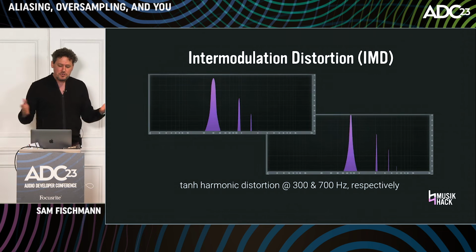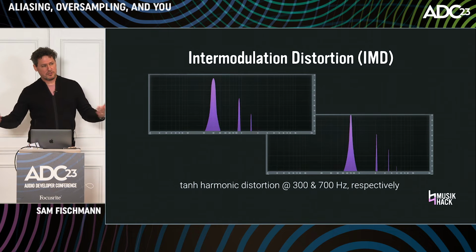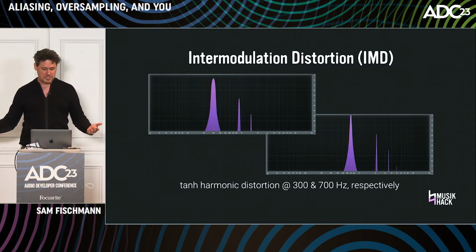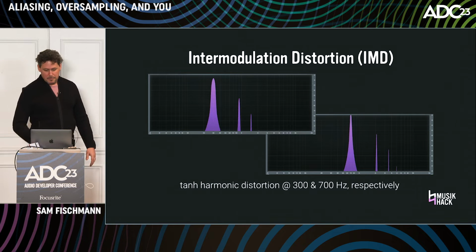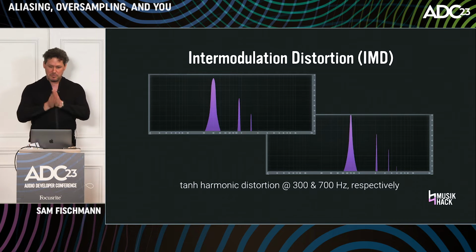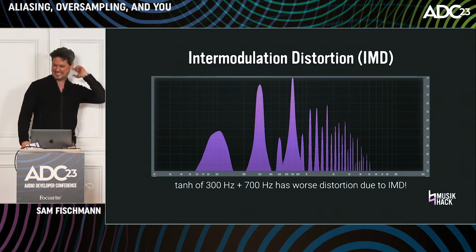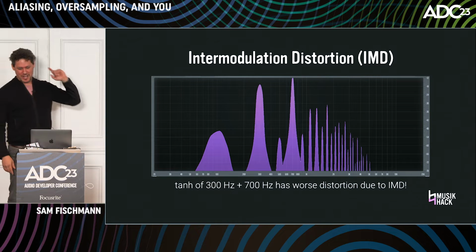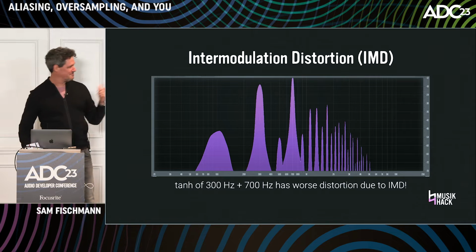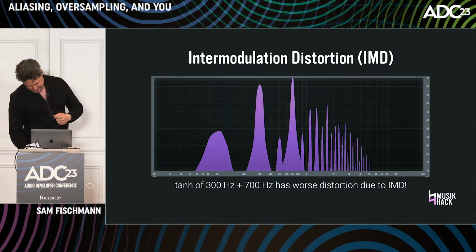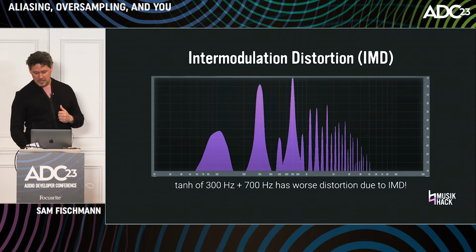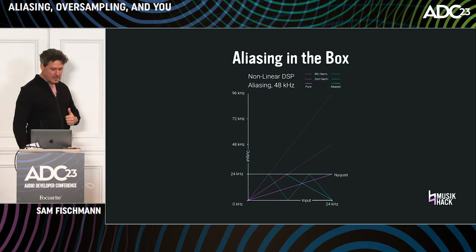So if we have two different frequencies that are each going through our tanh distortion here, they might look like this if you were to look at each chart separately. But if we were to sum them and then put them through tanh distortion, we get this. Oh, yeah. It's like if your dog tried to make a DX7 patch, it would sound kind of like that. Not pretty, right? So intermodulation distortion, not pretty.